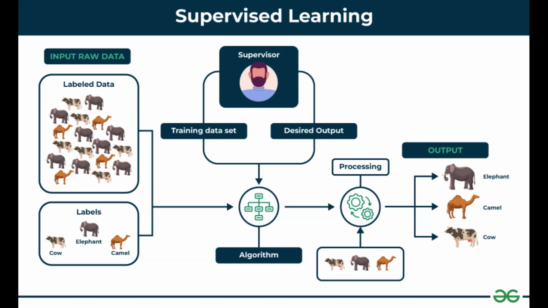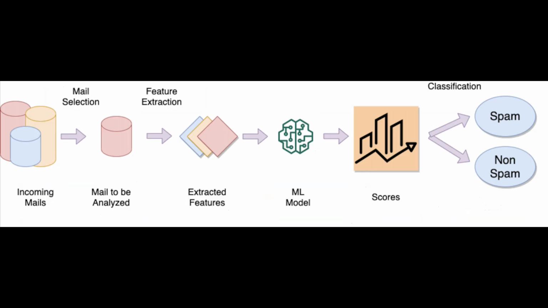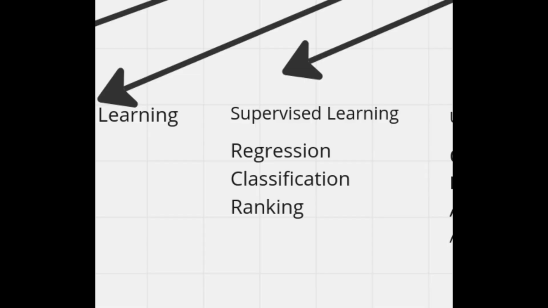Imagine a situation where you have a bunch of emails labeled as spam or not spam. A supervised learning algorithm can analyze these emails and learn to identify spam on its own in new emails. Supervised learning is categorized into three main things: regression, classification, and ranking.